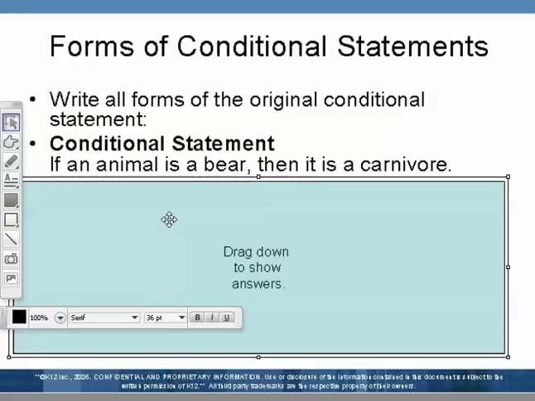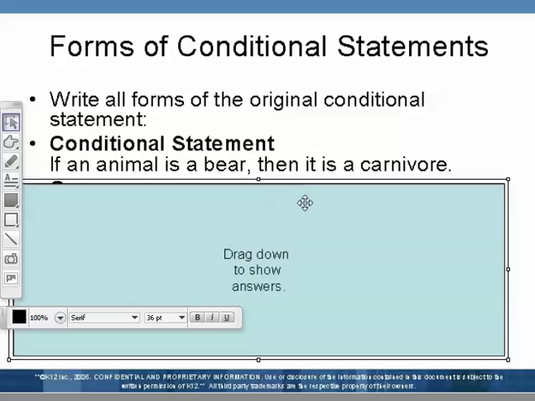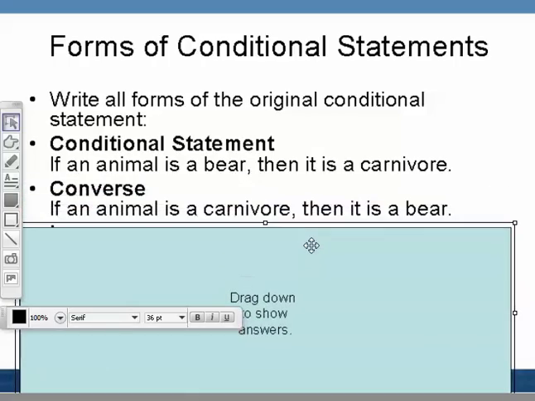Well, we can take that if-then and we can turn it around. This is where, if you're dyslexic, it helps a lot, because we're going to take what's here at the end, the then, and make it the if. And we're going to take what's here at the if and put it after the then. We're just going to swap it around a little bit, and we're going to call that the converse. If an animal is a carnivore, then it is a bear. Can you see how that is just swapping the ends? All we did was take what was in the if statement and turn it into the then statement, and take what was in the then statement and turn it into the if statement. All I'm doing is swapping them around.